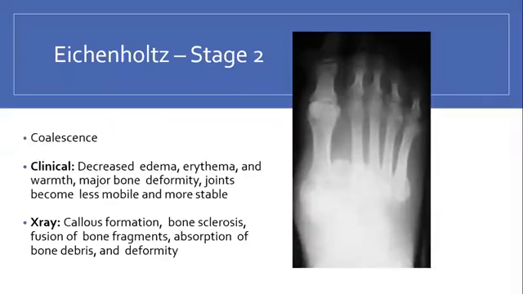Eichenholz stage 2 is also known as the coalescence stage. Clinically, there's decreased edema, erythema, and warmth. There's now major bone deformity. The joints become less mobile and more stable. And on x-ray, you'll begin to see callus formation, bone sclerosis, fusion of bone fragments, absorption of bone debris, and deformity.